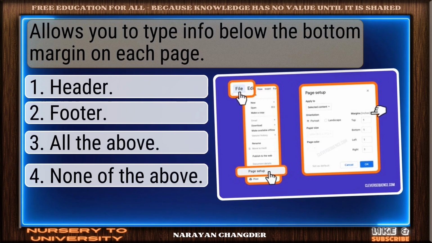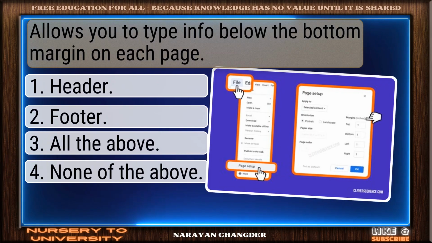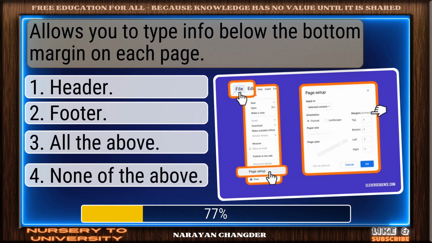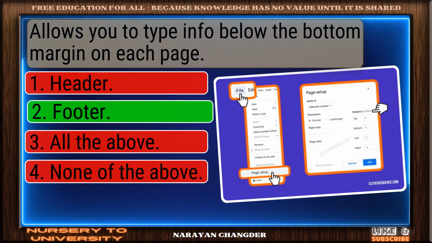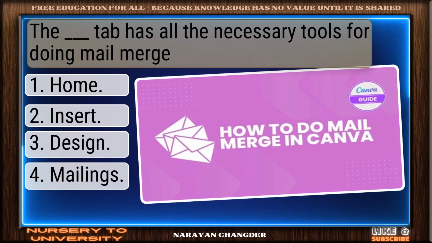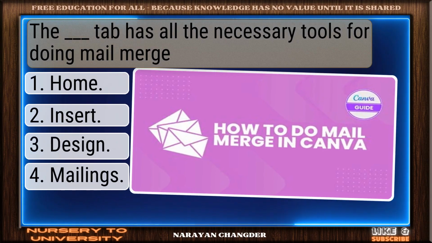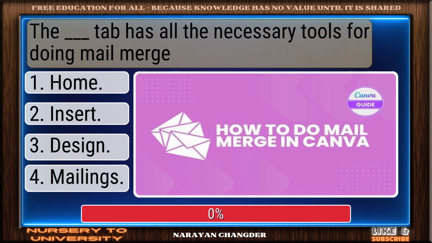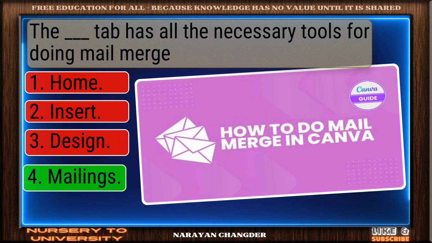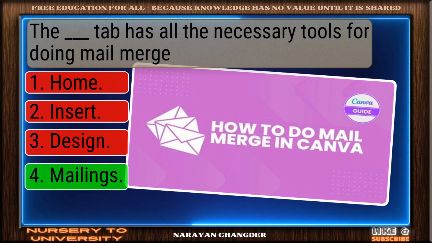Allows you to type info below the bottom margin on each page. Good job. Your answer footer works well here. The dash tab has all the necessary tools for doing mail merge. Smart move. Mailings is an accurate answer.